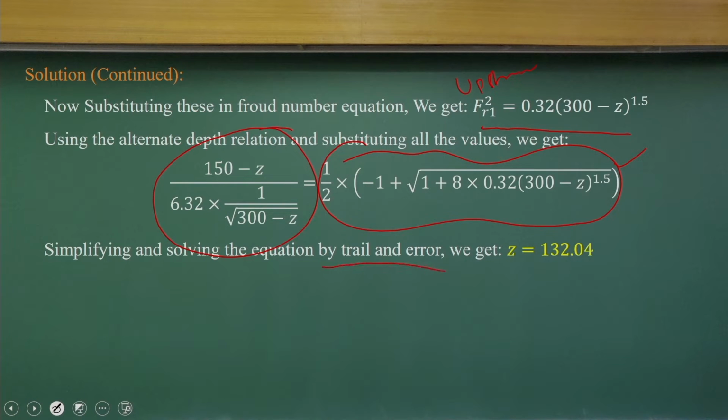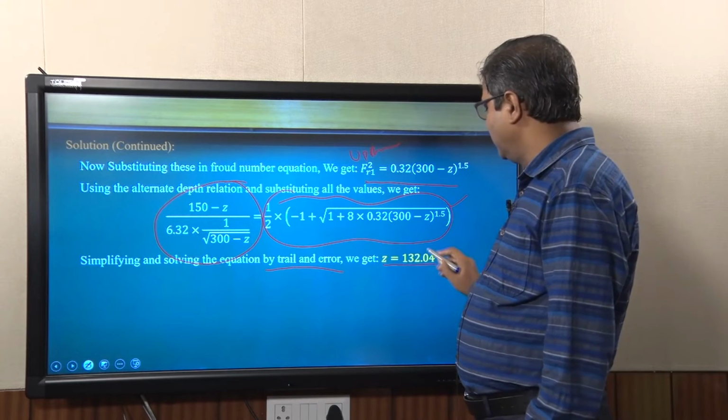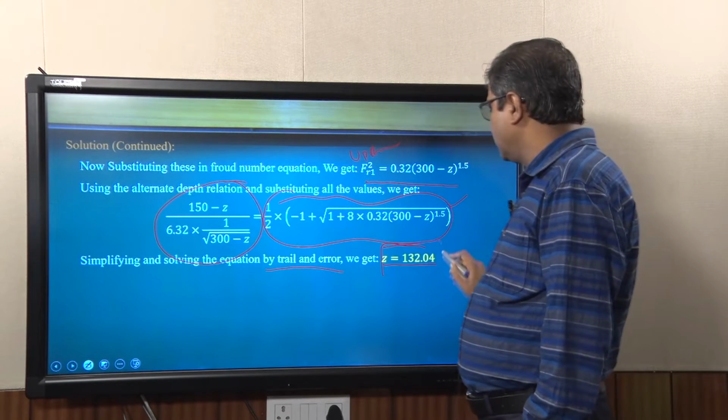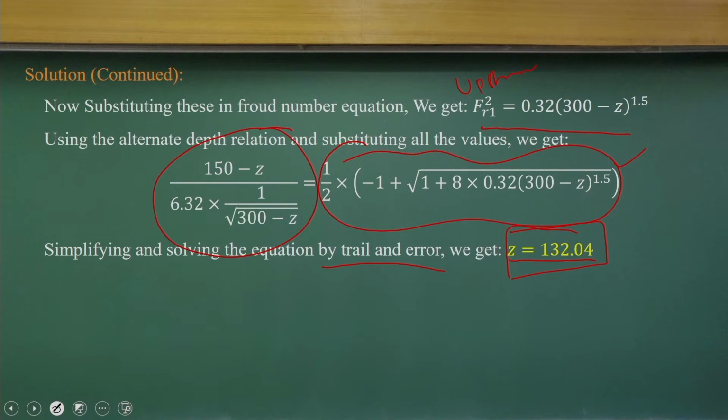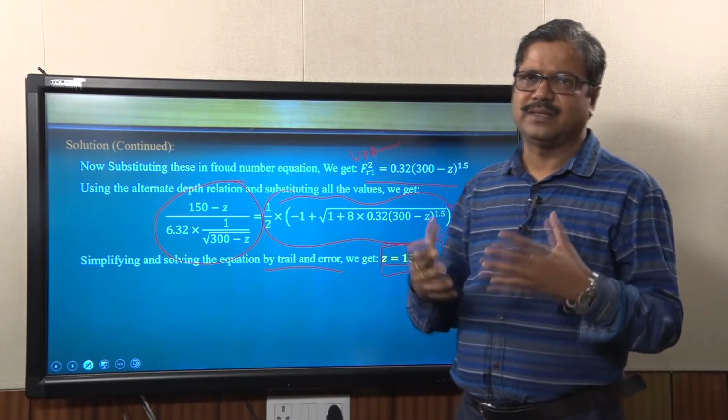So, you have to do a hit and trial. There are a lot of tools available nowadays. You can use hit and trial methods to find out what the Z value could be. In this case, it comes out to be 132.04 meters.